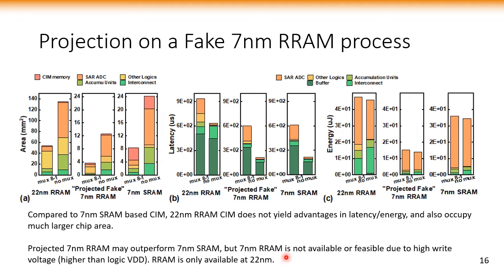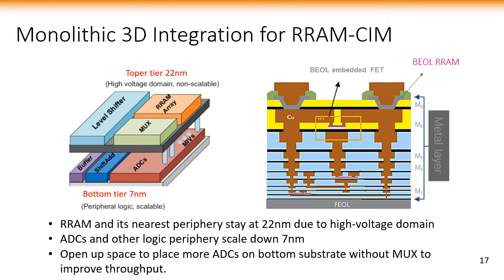However, there's a challenge. The RRAM process needs a high write voltage, higher than the logic VDD, typically 2 or 3 volts, to write the RRAM data. Therefore, RRAM may not be scalable to a 7nm process in the near future. If the RRAM stays at 22nm only, what would be the solution to further improve the RRAM performance? Our answer is monolithic 3D integration.